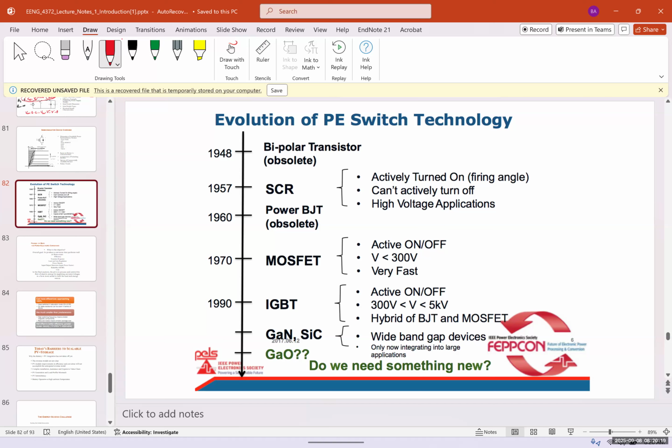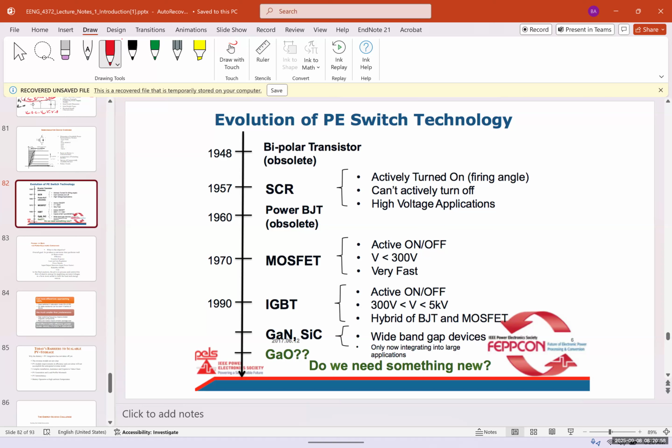Then came the power BJTs. Then the newer generation were the MOSFETs, because they are very fast. With the BJT, the problem is the saturation region is pretty large. The switching time and the slew rate are actually pretty low, so switching is pretty slow. You can actively turn MOSFETs on and off. The voltage is below 300 volts, but the benefit is that they are very fast. They were used mainly in the previous generation of chargers and inverters.